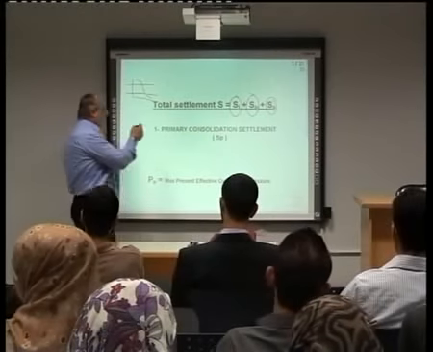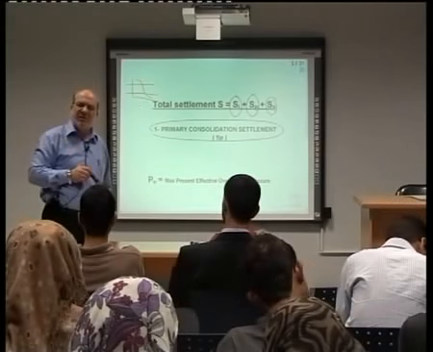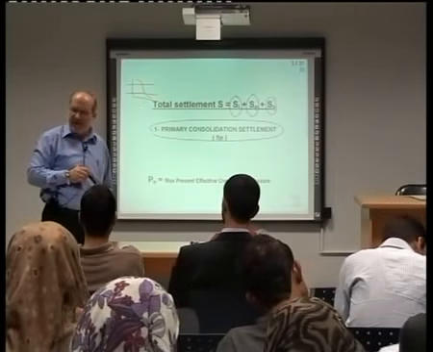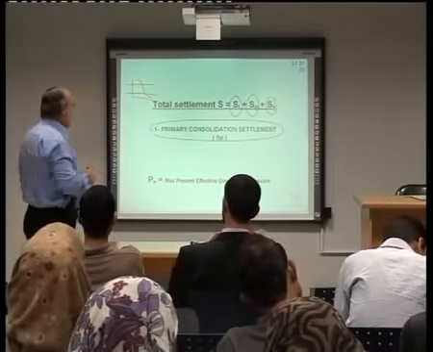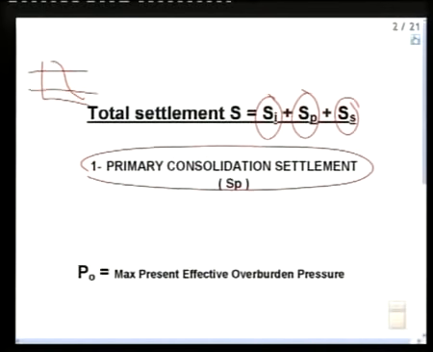Now let us talk about primary consolidation settlement, SP. Why begin with it? Because it's the most important. It makes up almost 90% of the total settlement, right? So we deal with it. Before dealing with it, let us know two things.